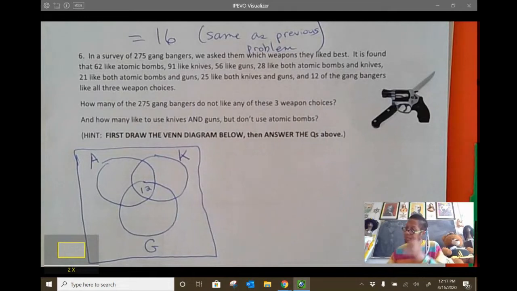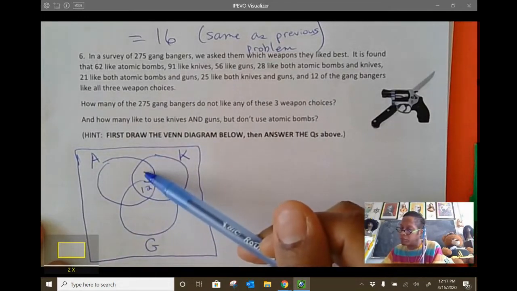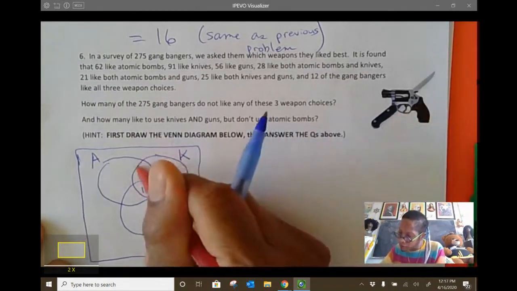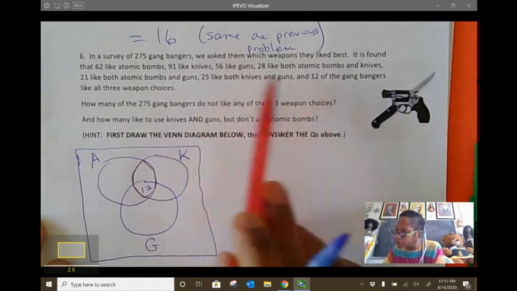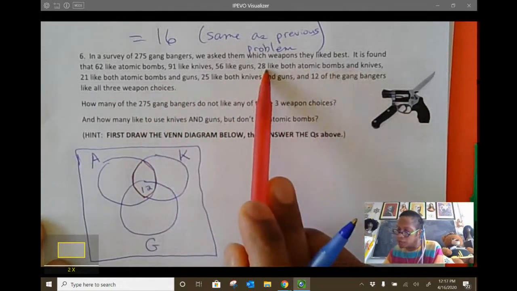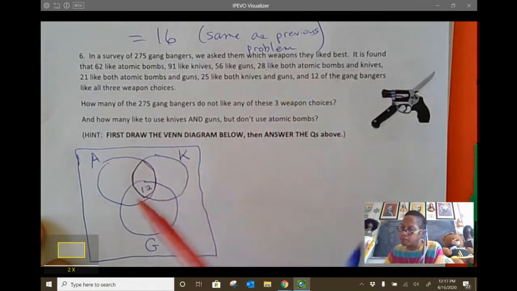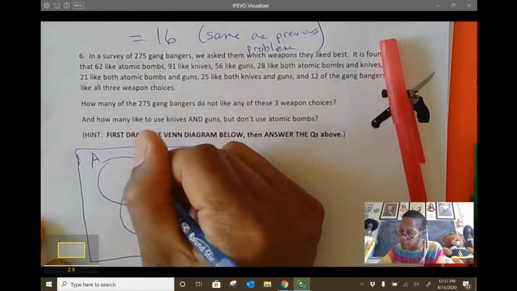So now it is wise to see what this whole football has to equal, whatever A and K is. Atomic bombs and knives has to be 28. So up here has to be this plus this equals 28. So this number is forced to be 16.